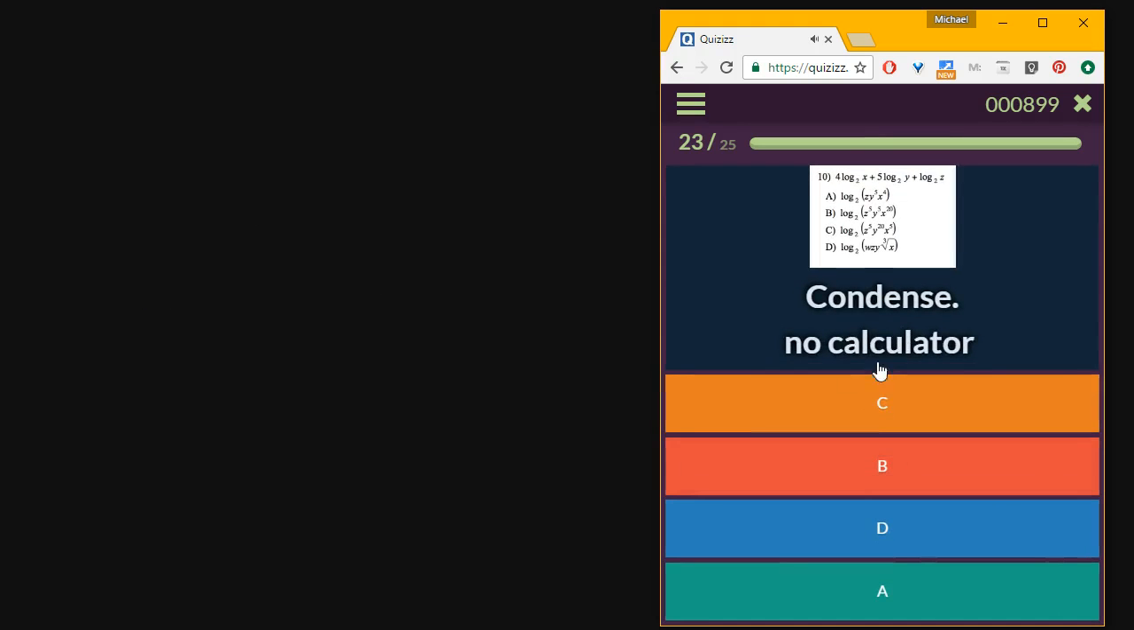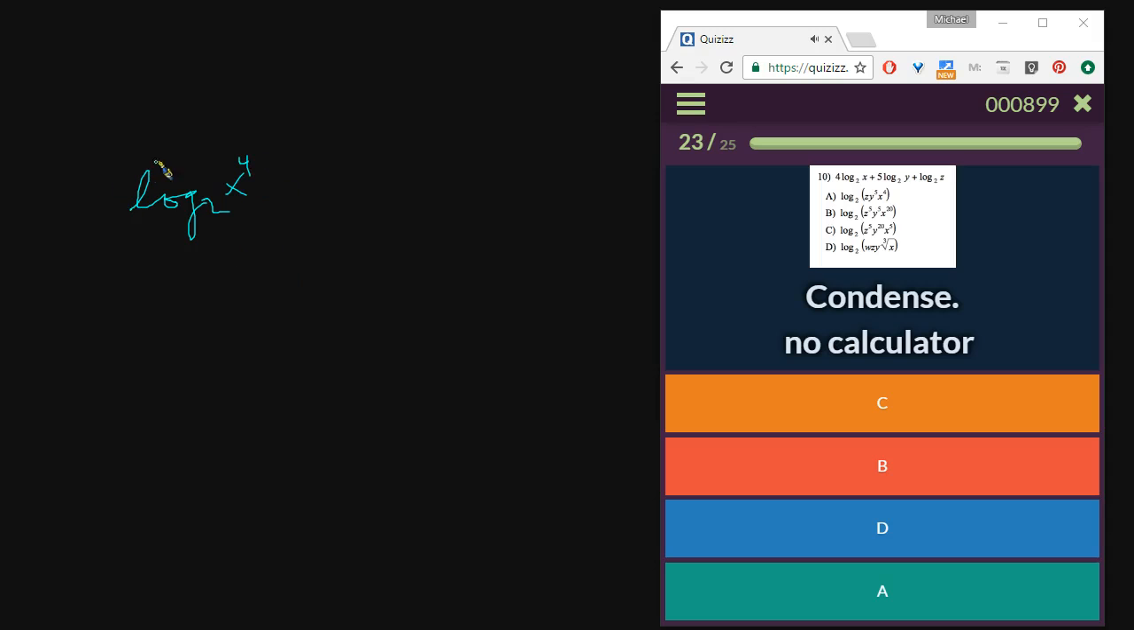Let's see what we got. Okay, now we're going to condense. Sorry this is so small here. I hope you can see it. Might take me a moment to write. So I'm going to condense. So it says 4 log base 2 of x. So I'm going to change that into log base 2 of x to the power of 4. I sort of take that 4 and tuck it in with the x.